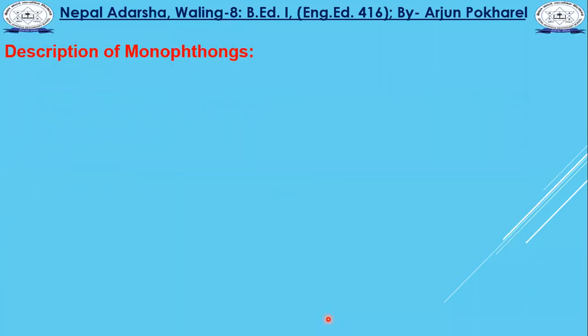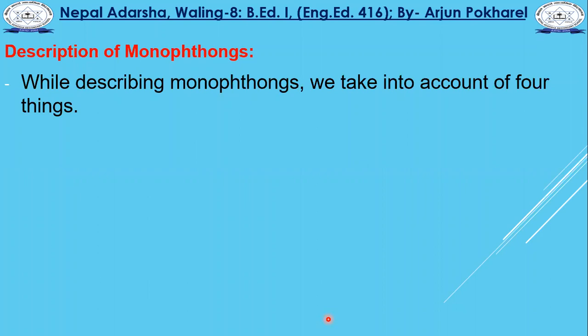The next one is the description of monophthongs. Now we have to describe monophthongs here, and monophthongs can be described by taking multiple views. While describing monophthongs, we take into account four things. Four things should be taken into account, and sometimes it is known as the four-term description of monophthongs.